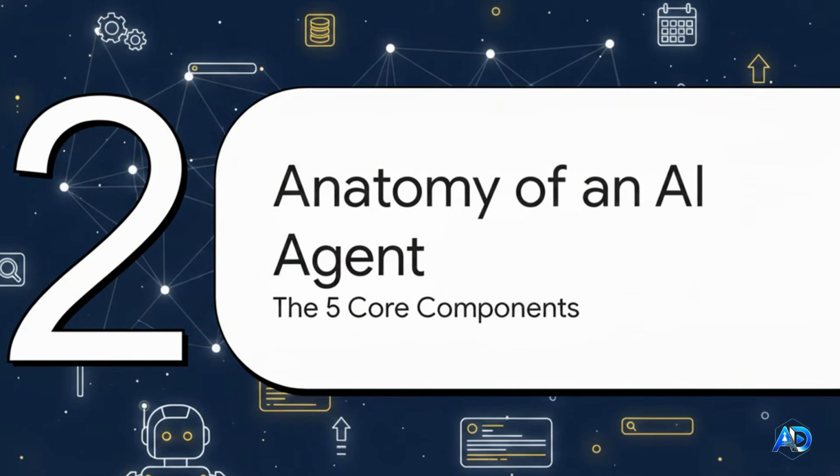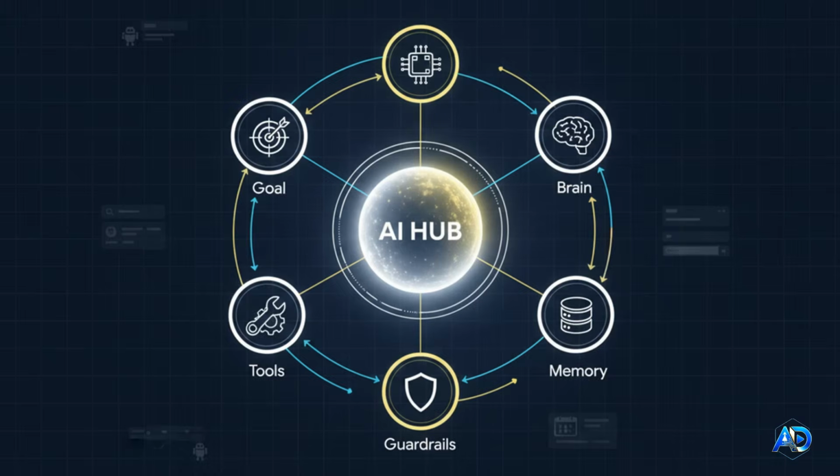Section 2. Anatomy of an AI agent. Okay, so how do we actually build this digital intern? It takes 5 core components working together flawlessly, kind of like glowing nodes in a network. For an AI to be truly agentic, it needs a goal, a brain, tools, memory, and guardrails.